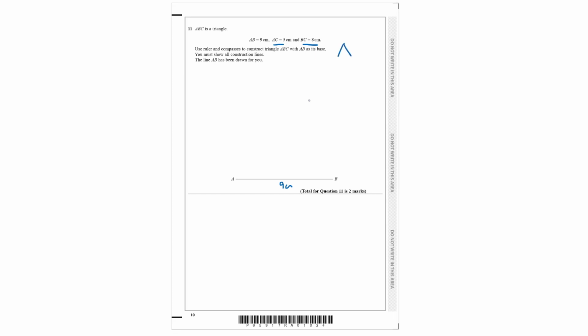So first, set your compasses to BC, which will be 8 centimeters. Starting at point B, we simply draw an arc which is 8 centimeters. Then we repeat the process. Set your compasses to AC, which is 5 centimeters, and simply draw an arc. The point at which they intersect is the final point, so we simply connect these with a line, and we connect this, and we leave the construction lines as is.